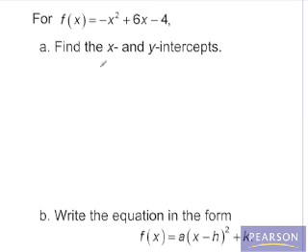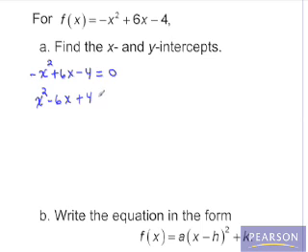We'll find the x-intercepts first, and we will let f of x equal 0, or we'll set the quadratic equal to 0. So we have negative x squared plus 6x minus 4 equal to 0. I'm going to divide everything by a negative, so we have a positive lead coefficient, giving us x squared minus 6x plus 4 equals 0. And I'm going to use the quadratic formula to solve this equation for x.